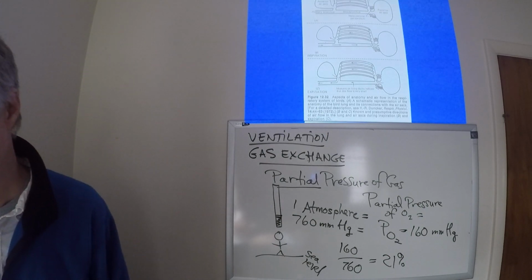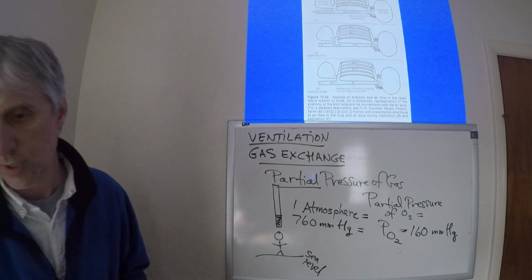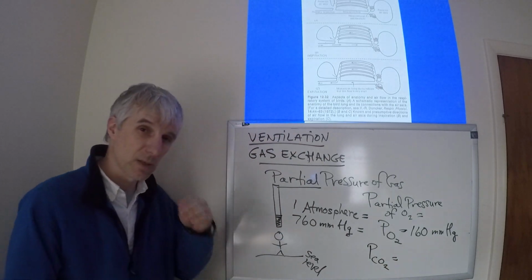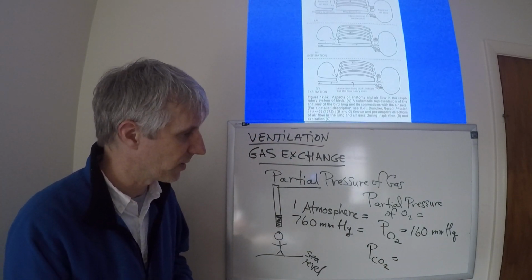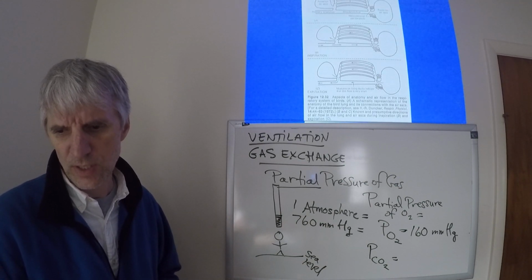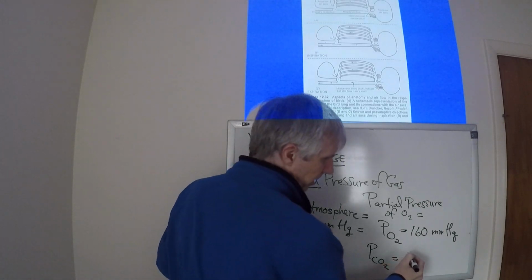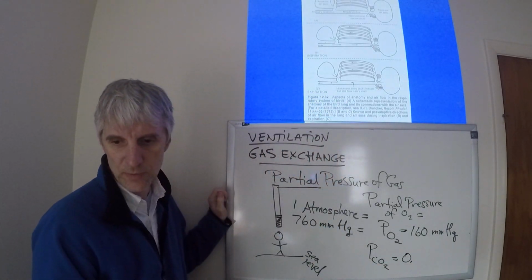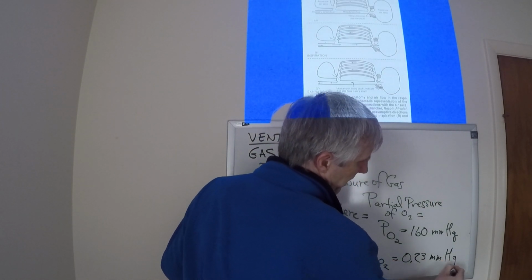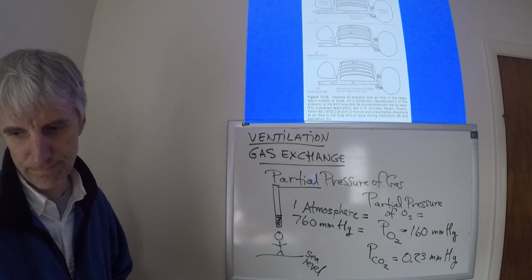Okay? All right, the partial pressure of CO2 is much lower because there's a lot less CO2 in the atmosphere. There's 21% oxygen. I think we're at about 0.035, somewhere in there, percent CO2. That means that the partial pressure of CO2 is 0.23 millimeters of mercury. Okay?